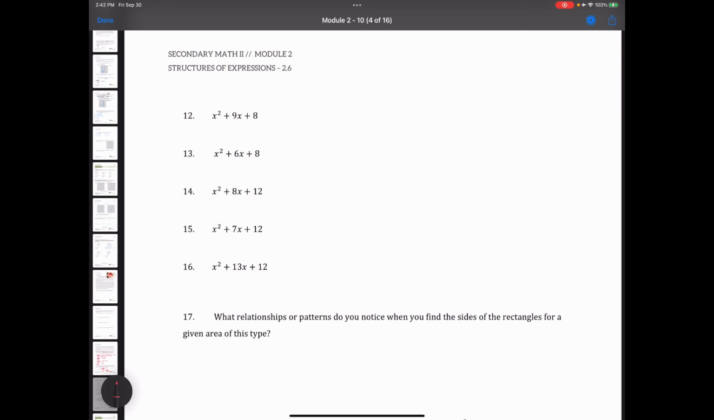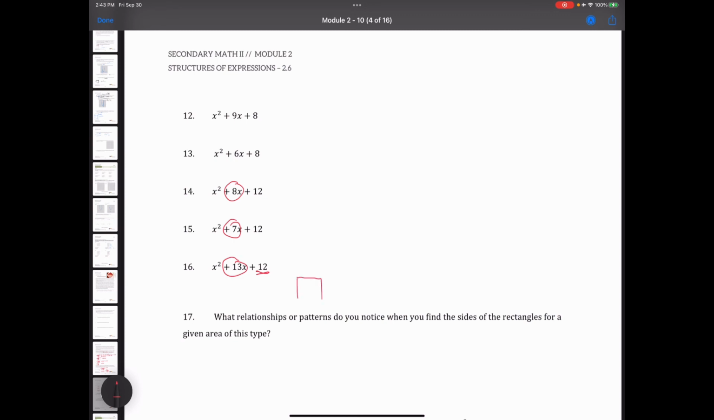Alrighty, it's time for number 16. We have several factors of 12, as you well know by now. You can even see in 14, 15, and 16 all these different options, 7x, 8x, or 13x. Now in 16, the factors of 12 that add to 13 would be 12 and 1. Other factor options are 3 and 4 or 6 and 2. But in this case, we'll do 12 and 1.